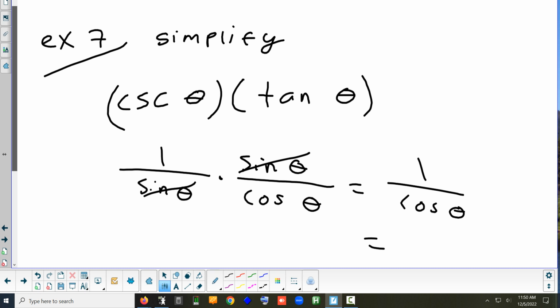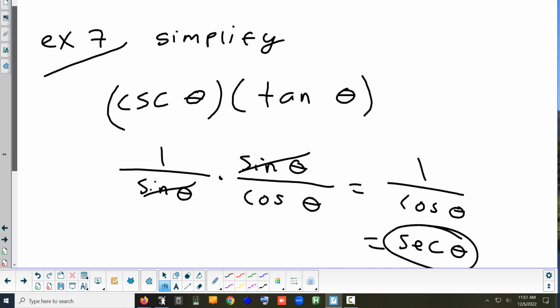And look back at your reciprocal identity. What do you get when you take the cosine and flip it? You get the secant. So a shorter way to take the cosecant of something and multiply by the tangent of it is just to take the secant of it, and you get the same result.